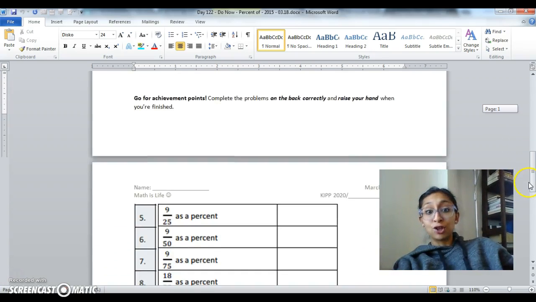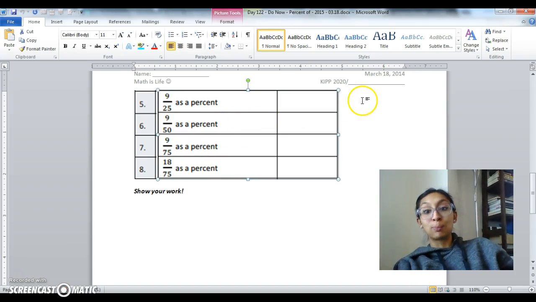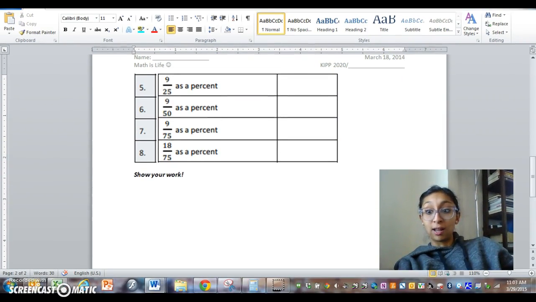And then on the back, for achievement points, I had them turn numbers into percents. These were the sprint problems that in the past they've struggled with the most. So in a sense, I connected the do now to the sprint, helping students understand how to do some of these more tricky problems in the sprint in a faster way. We shared those out during the do now review of class for this particular lesson.